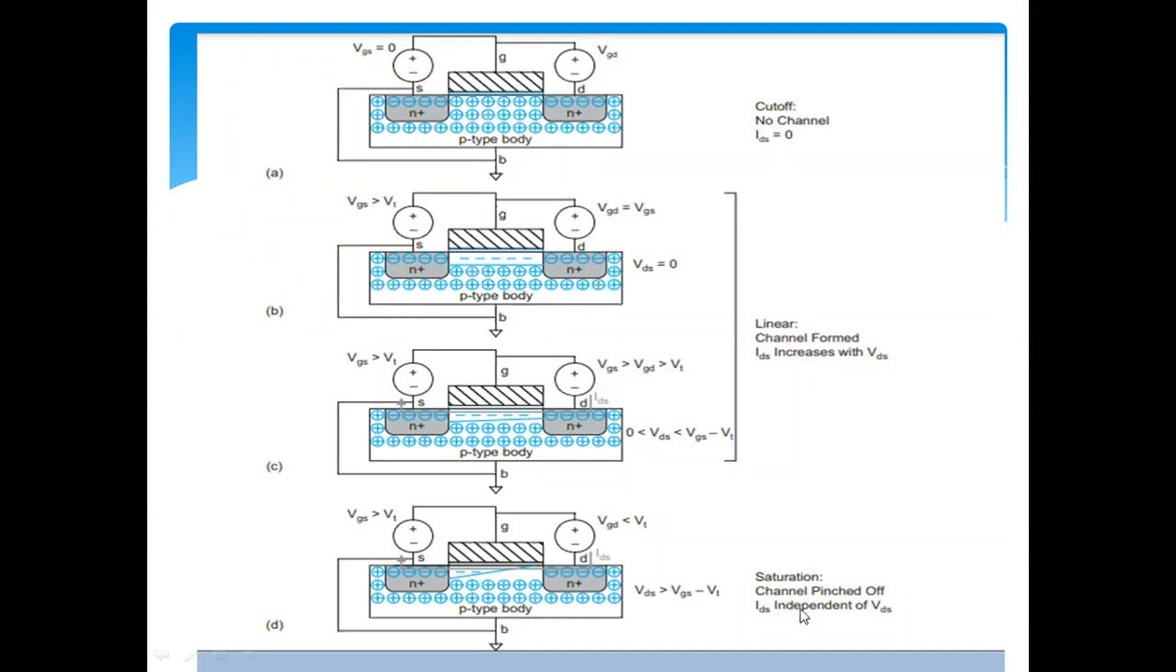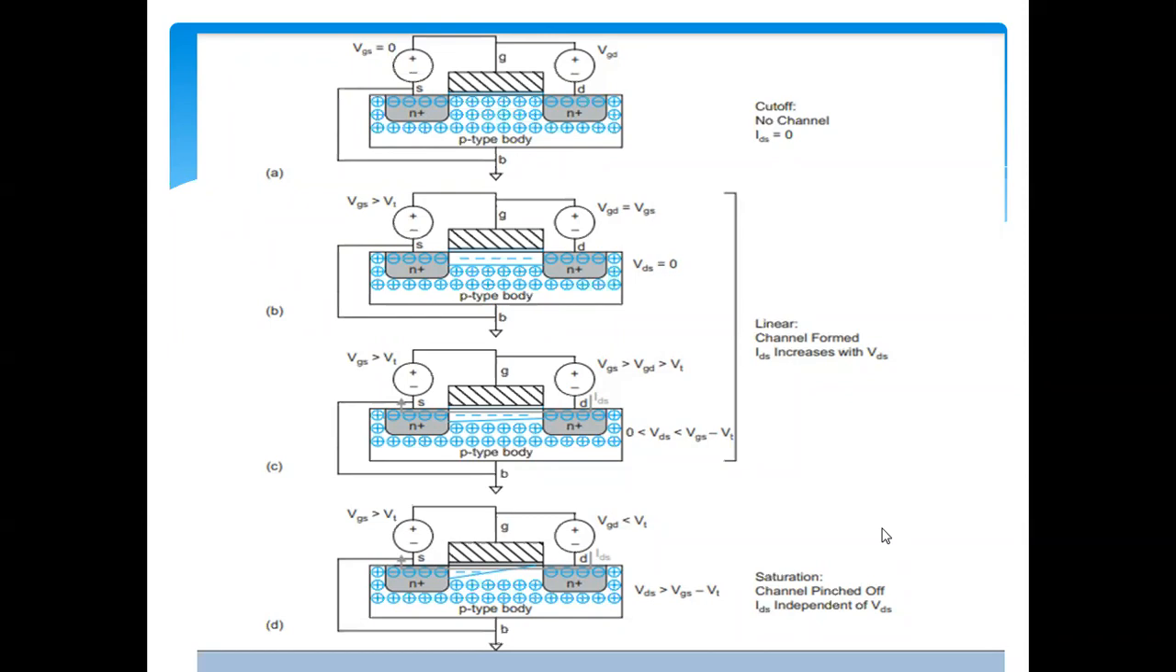In this saturation region we prefer to use the MOSFET as an amplifier. What happens in this saturation region? IDS will be independent of VDS. It doesn't matter how much you increase VDS, IDS will remain constant, because now there is a pinch off condition. That means there is a very little path for the electrons to cross the channel, because the channel gets narrowed down, and that condition is called pinch off. Now there is no further increase in current though you increase the voltage, and that happens in the saturation region.